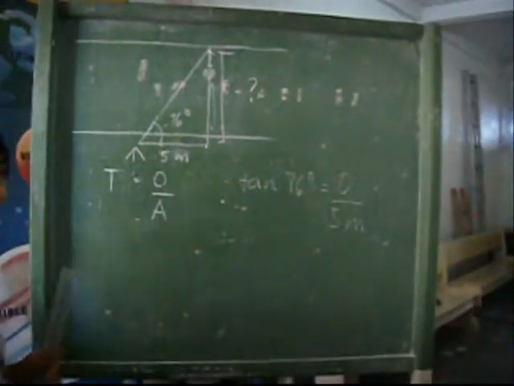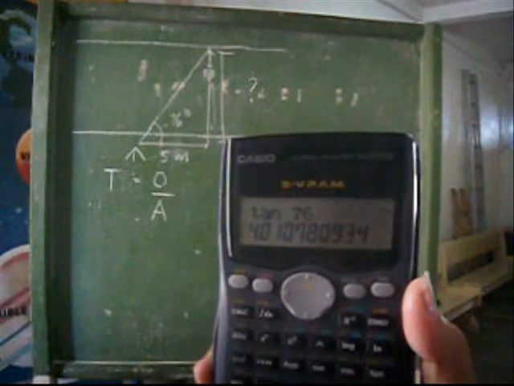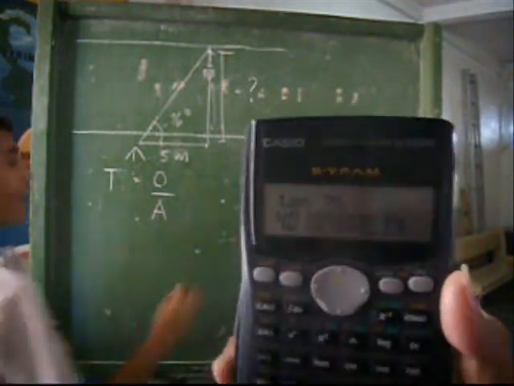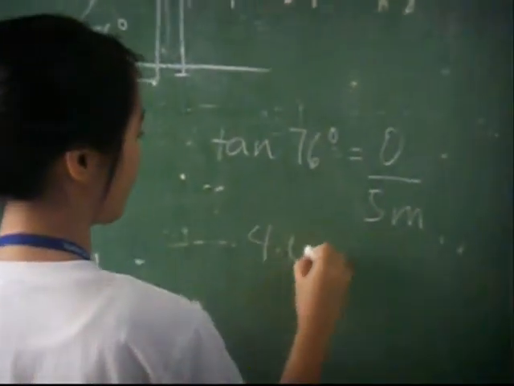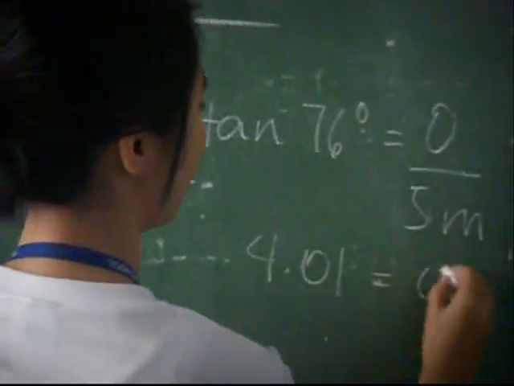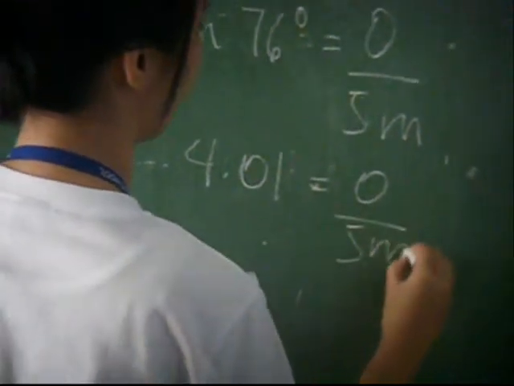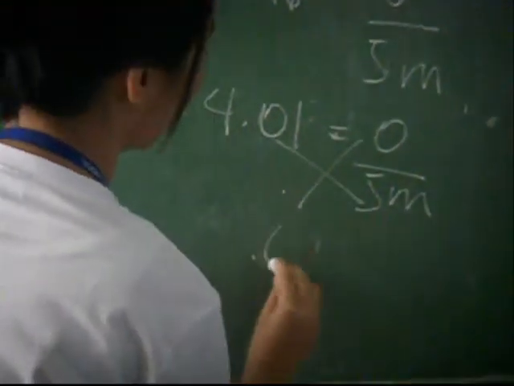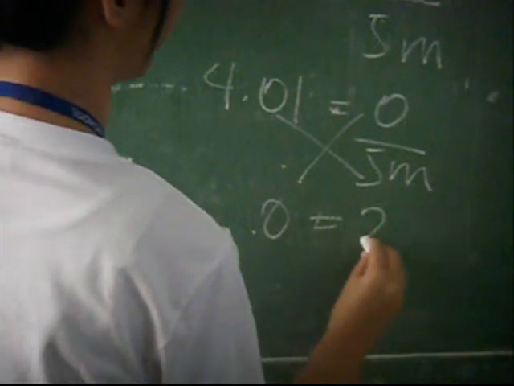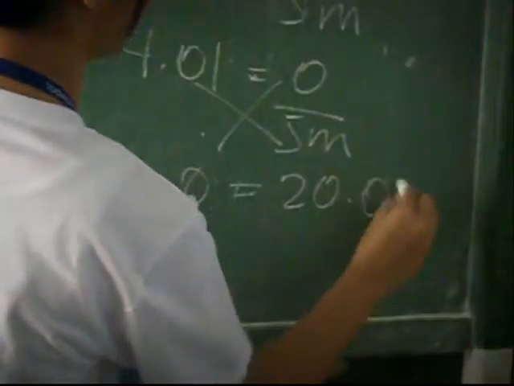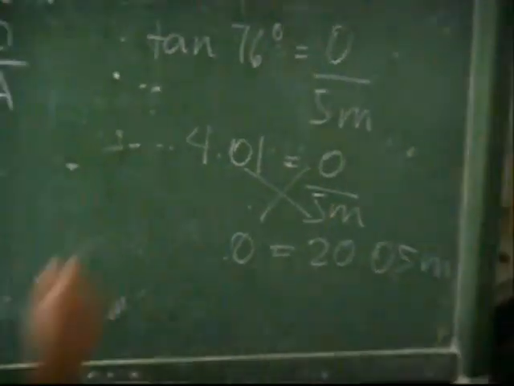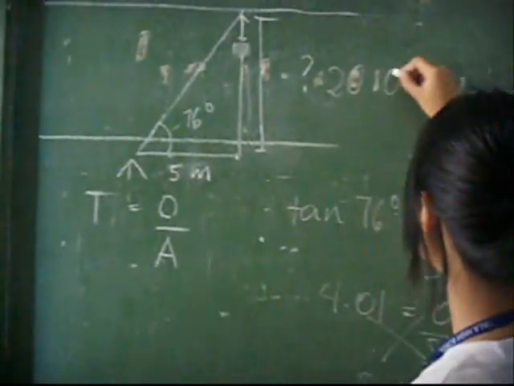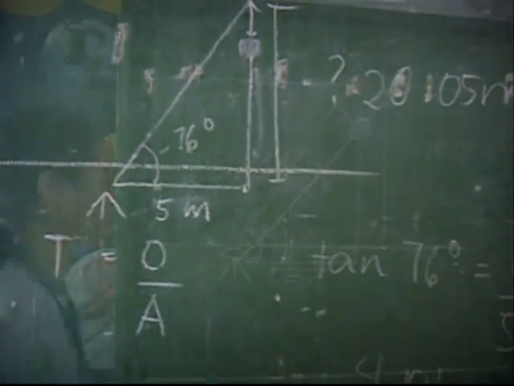And tan 76 degrees is equal to 4.010. Cross multiply, opposite side is equal to 20.05 meters. So the distance between the starting point and the other side of the river is 20.05 meters.